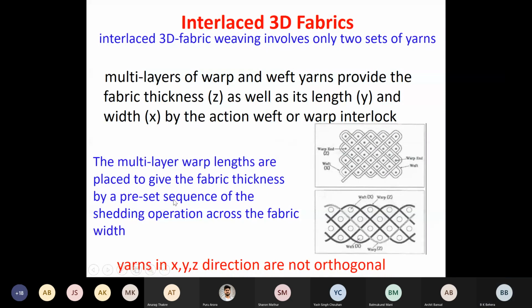Okay. The multilayer warp yarns are placed to give the fabric thickness. We are making them multilayer to give thickness. This is actually not a true 3D fabric. I will come to true 3D, but this is a kind of 3D fabric produced on a 2D weaving system.